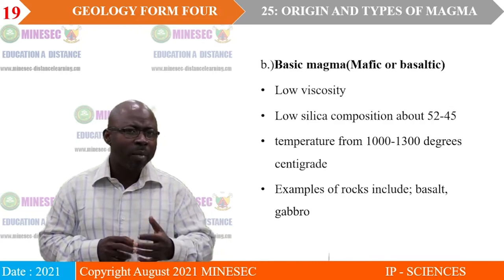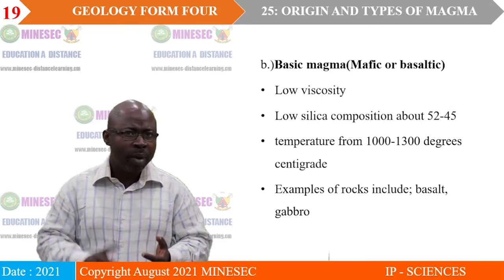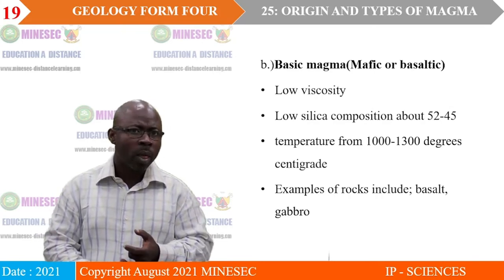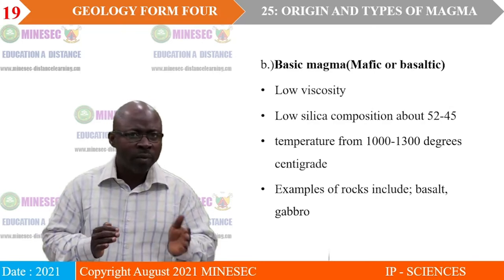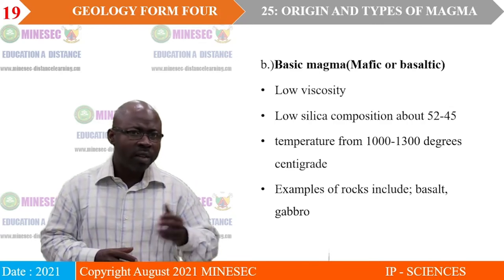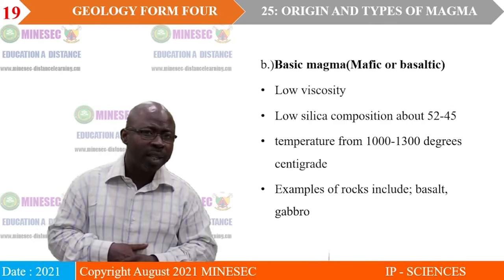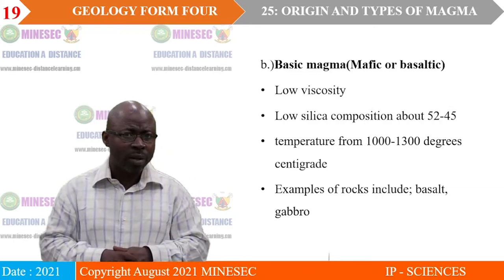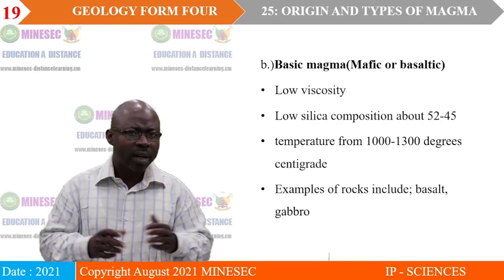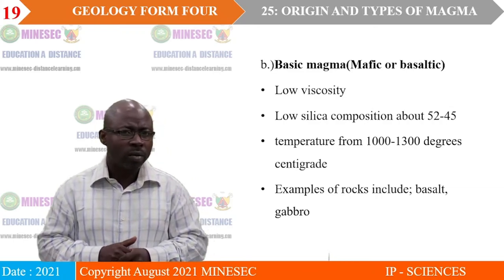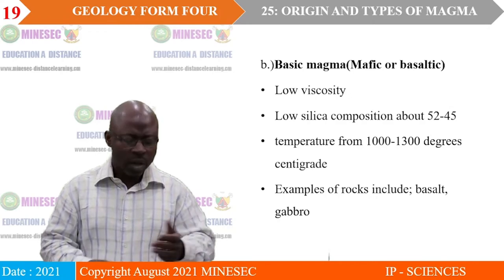So we said basic magma has low viscosity, and low silica composition of about 52 to 45. The temperature is from 1000, even higher temperatures compared to acid magma, from 1000 to 1300 degrees centigrade, and typical rocks include basalt and gabbro.